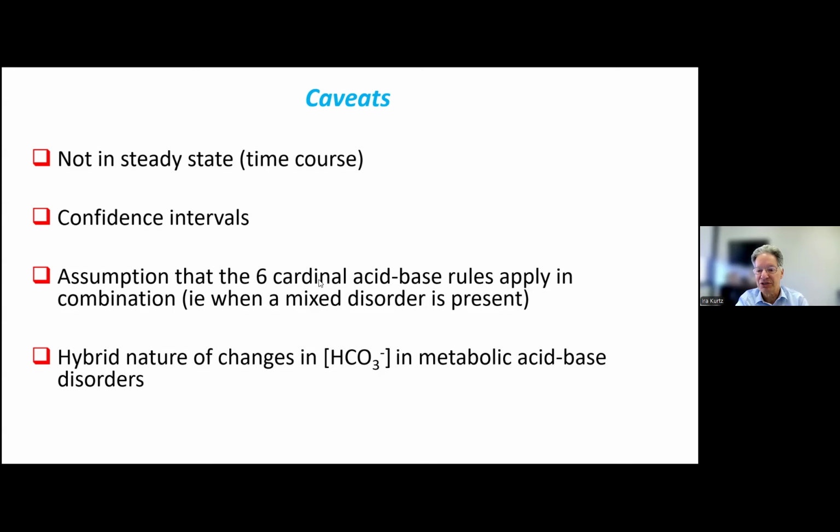The other thing we're implicitly assuming, which people don't think about, is that when we have more than one acid-base disorder present, those 6 rules that we've been talking about for months still apply. In other words, we know they apply in an isolated sense, but are they valid when you have multiple acid-base disorders present? Clinically, we assume that, yes, those individual rules apply even when you have mixed disorders. And unfortunately, that's been shown, at least in dogs, not to be true. It makes things much more complicated.